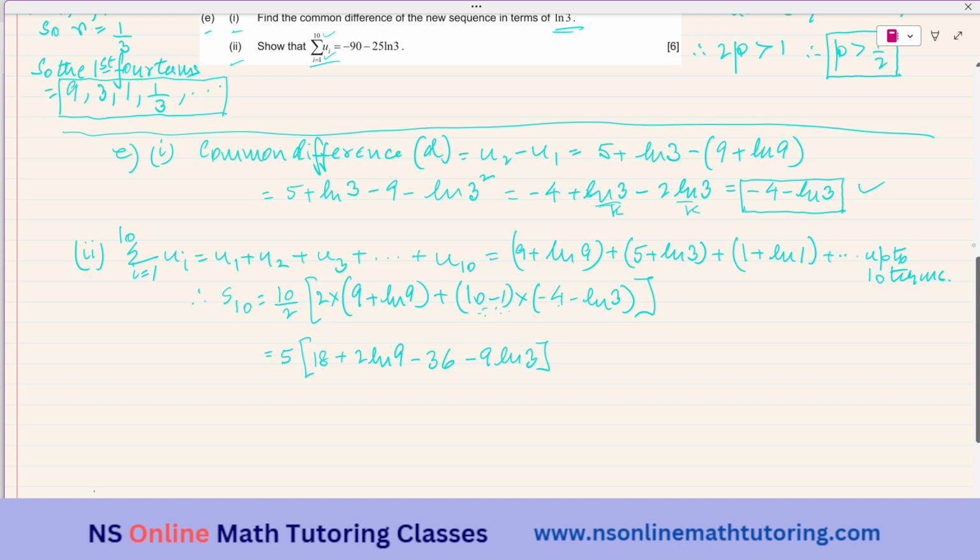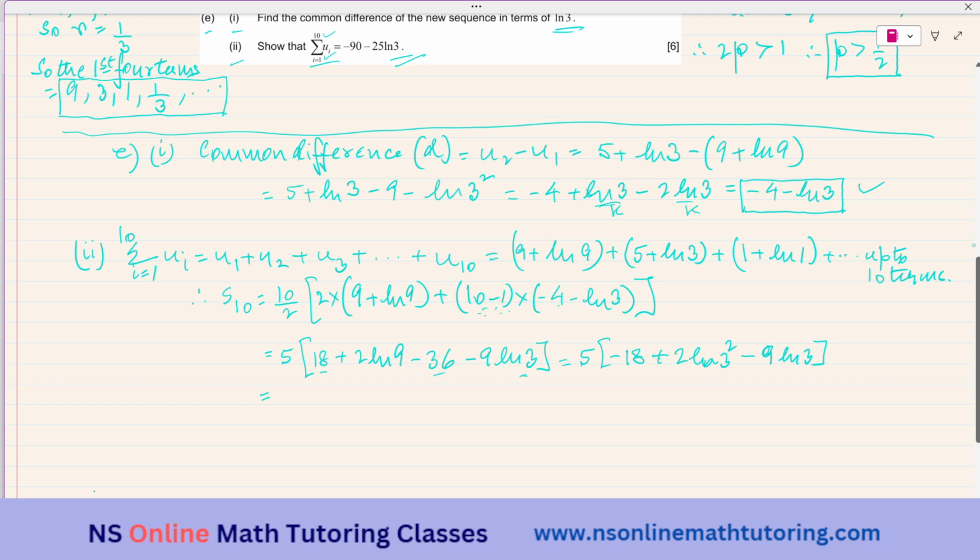Okay, and this one is 18 minus 36 is minus 18. So 5 and minus 18, and this is 2 times ln of 9. So I'm writing this again because this is ln of 3, and over here also I'm having ln of 3. So I am writing this as plus 2 ln of 3 square minus 9 ln of 3.